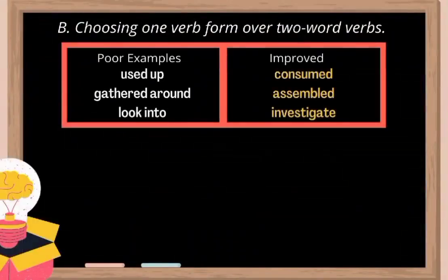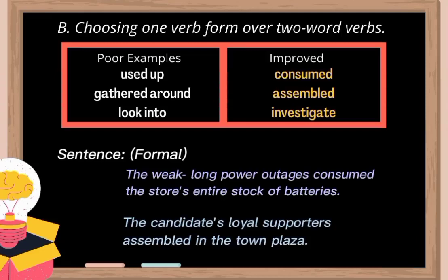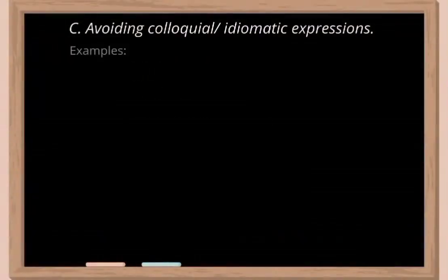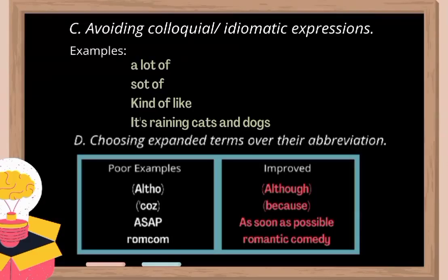Choosing one verb form over two-word verbs. Example: the week-long power outages consumed the store's entire stock of batteries. The candidate's loyal supporters assembled in the town plaza. Avoiding colloquial or idiomatic expressions, such as a lot of, sort of, kind of like, it's raining cats and dogs. Choosing expanded terms over their abbreviation.